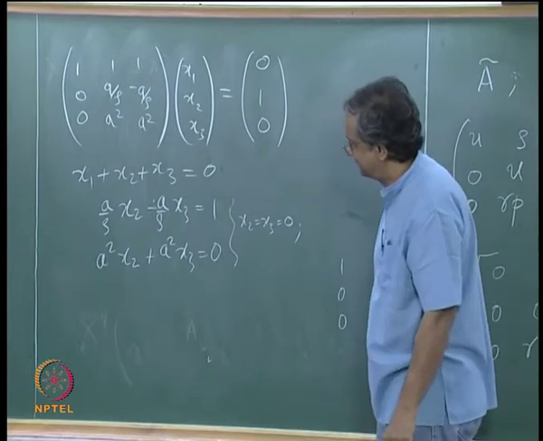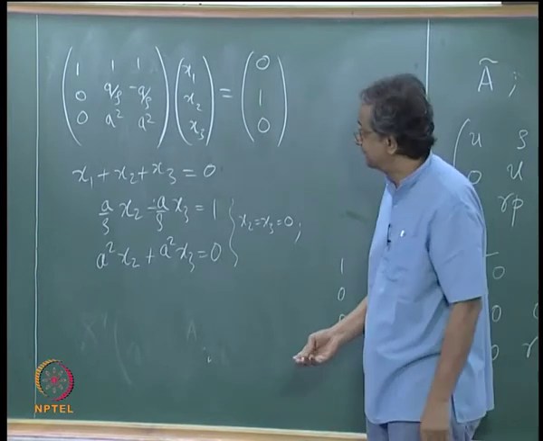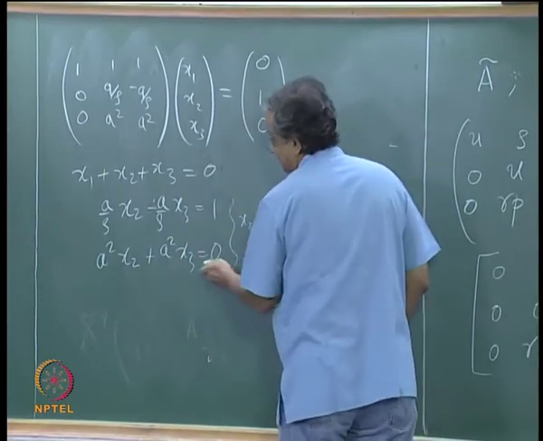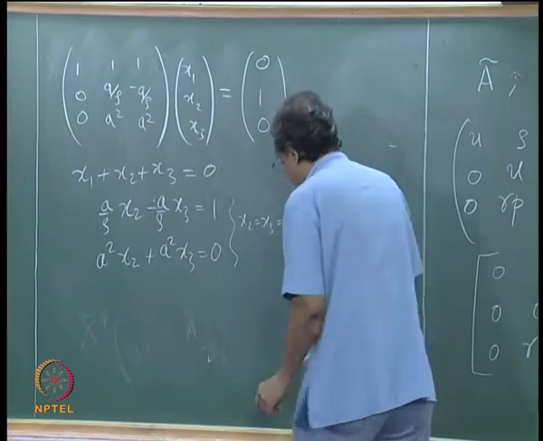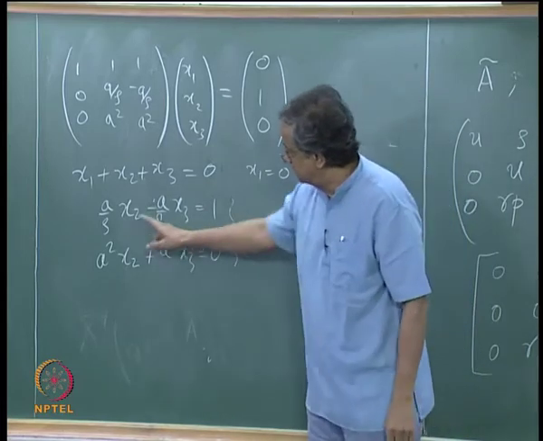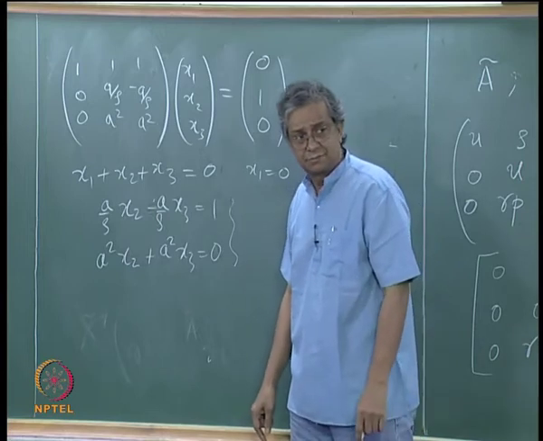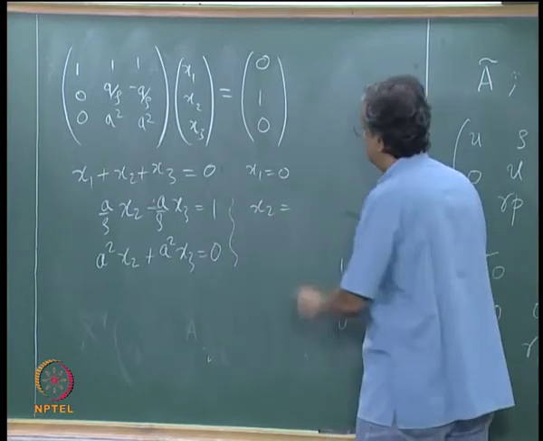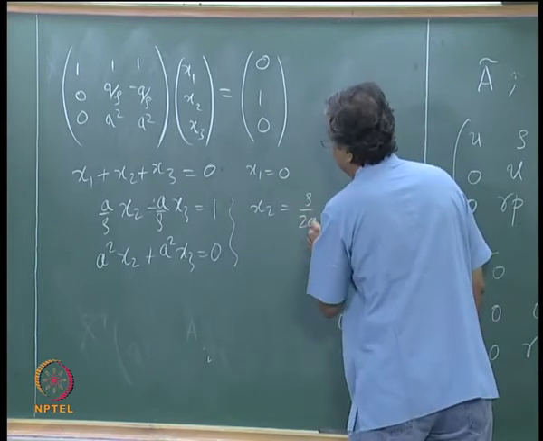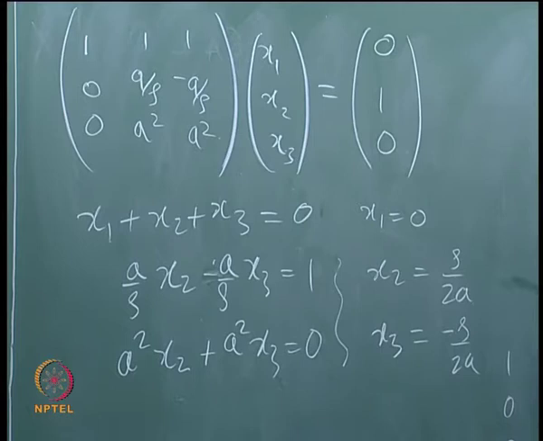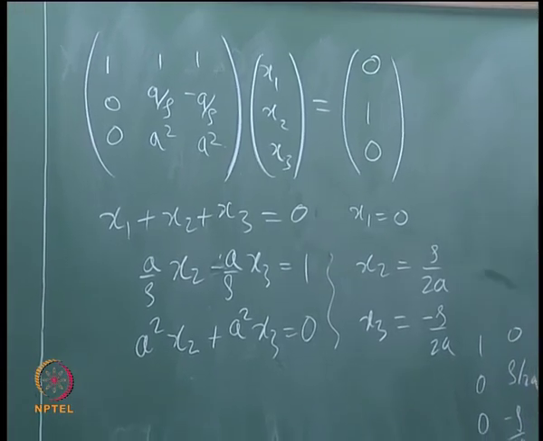So what does this tell me? X1 is 0, X2 plus X3 is 0, you substitute it there, X1 equals 0, that is one thing that we get. Here, X2 equals X3, X2 equals rho by 2a. X3 equals minus rho by 2a, is that right? So then I have 0, rho by 2a, minus rho by 2a.